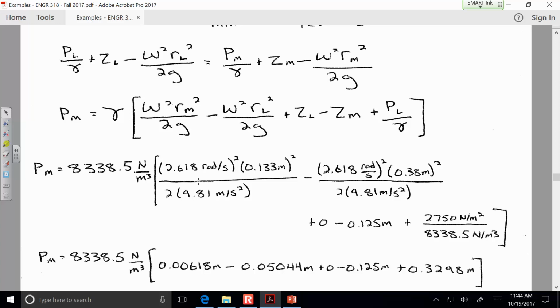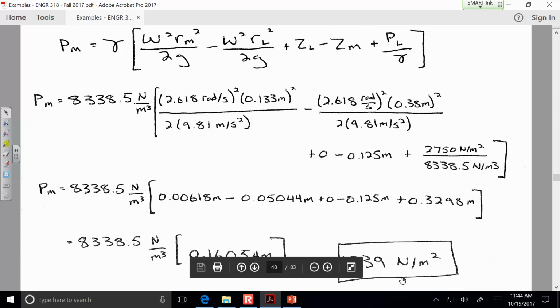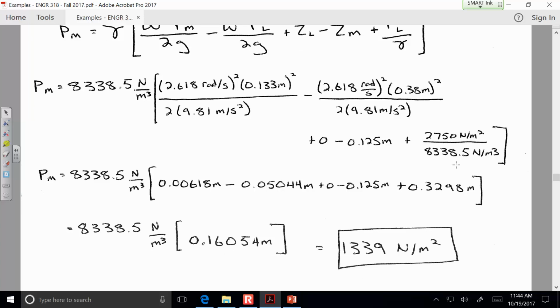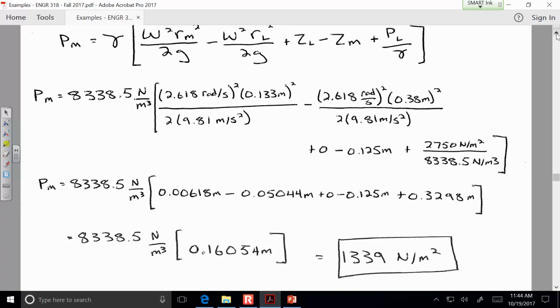What's adding to the pressure, what's causing a pressure decrease, and in the end, you should get that the pressure at M is 1.34 kilonewtons per meter squared, or 1339 newtons per meter squared. Anybody else get that same value? Okay, good. I'll leave that up for a minute in case you need to write anything down here.